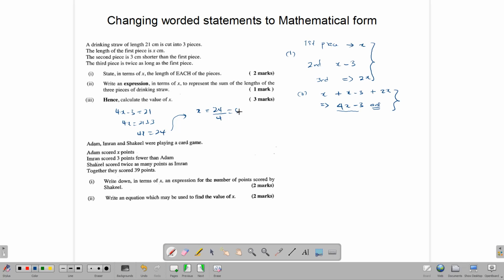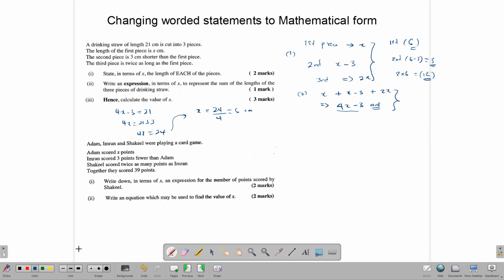So the value of x is 6 centimeters, which means that the length of the first piece of string is 6. We weren't asked to check them, but just writing them down. The first one is 6. The second one is 6 minus 3, which is 3. And the third one is twice as long as the first, which is 2 times 6, which is 12. And when you add these three pieces of string, 12 plus 3, that's 15, and 15 plus 6, that's 21. You see that you get the length of string that is here.